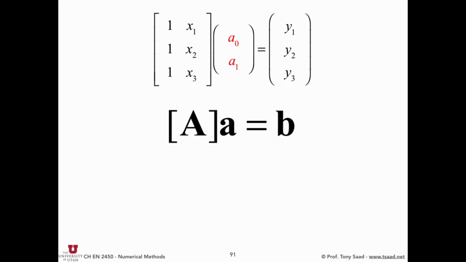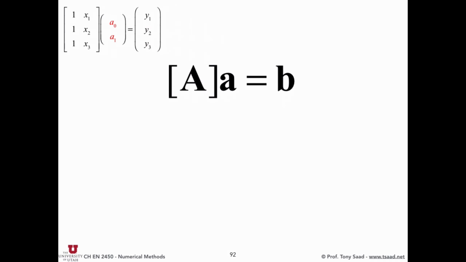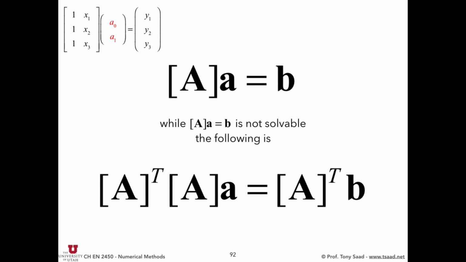However, if we make the following observation, while A equal B, or I should have called it phi for the coefficients, but the lowercase a contains the unknowns in the straight line regression. While this is not solvable, the following system is solvable. If you take A, transpose it, so rows become columns, first row becomes first column, second row becomes second column, you invert it and you multiply it by the entire system, this is actually invertible.